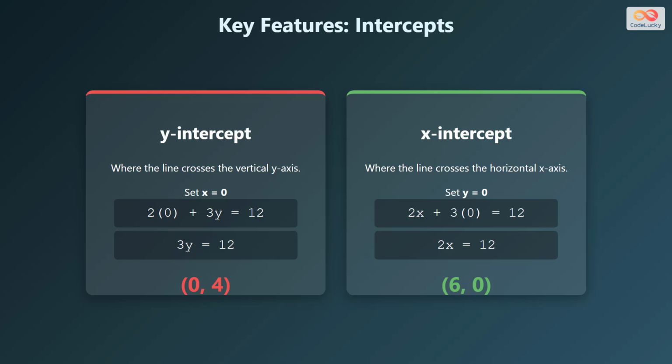Two very special points on this line are called intercepts. The y-intercept is where the line crosses the vertical axis. We find this by setting x to 0. The x-intercept is where it crosses the horizontal axis. We find this by setting y to 0. These are often the easiest points to find when you want to graph a line quickly.